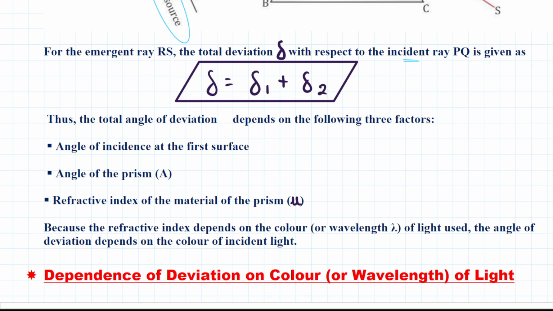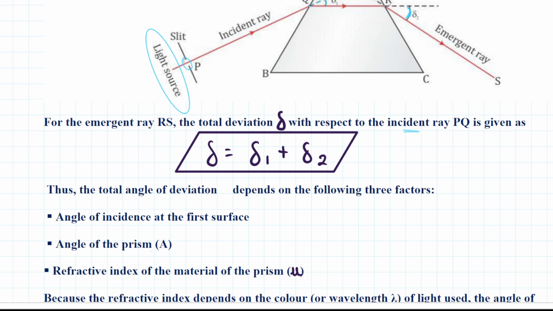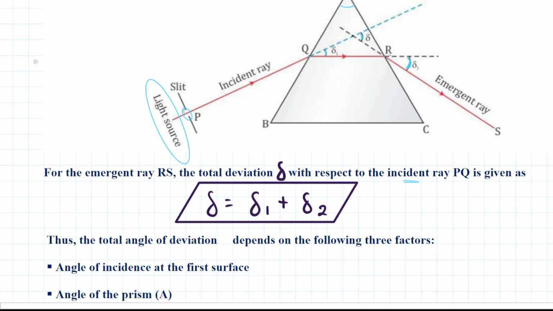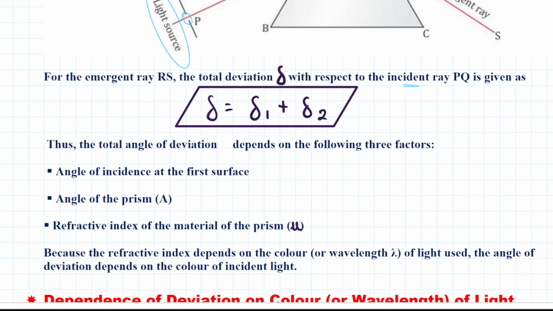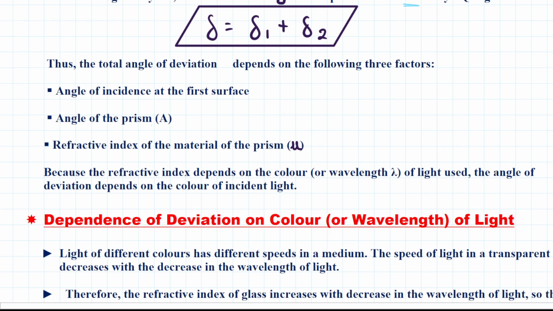Angle of incidence at the first surface, angle of the prism, here we can see this is the angle of the prism A, and the refractive index of the material of the prism, mu. So these three factors we have. Because the refractive index depends on the color or wavelength lambda of light used, the angle of deviation depends on the color of incident light.